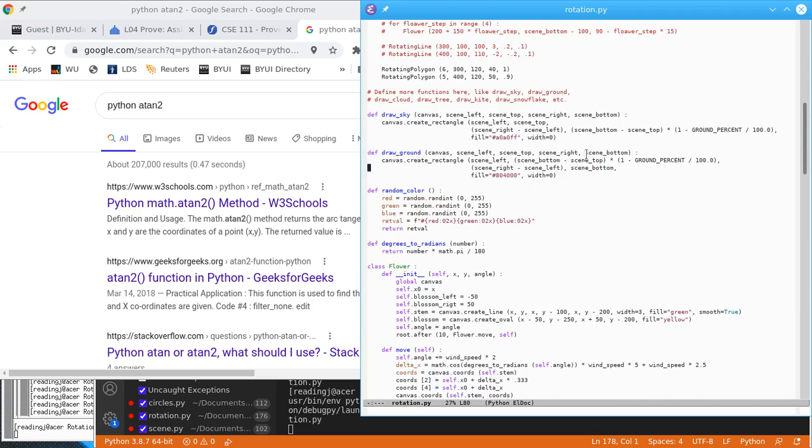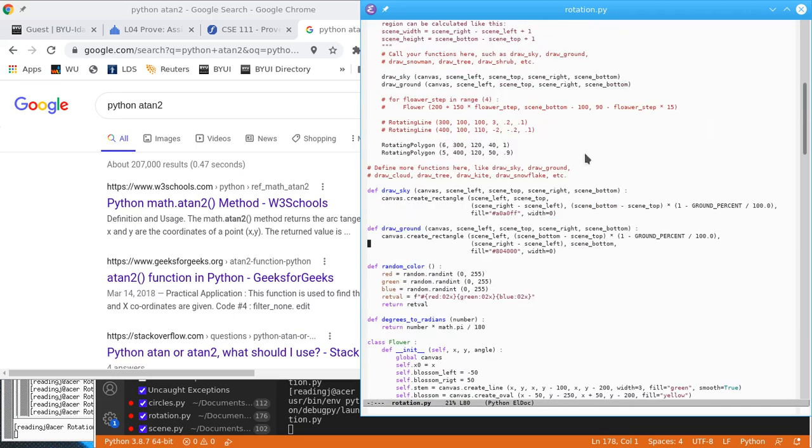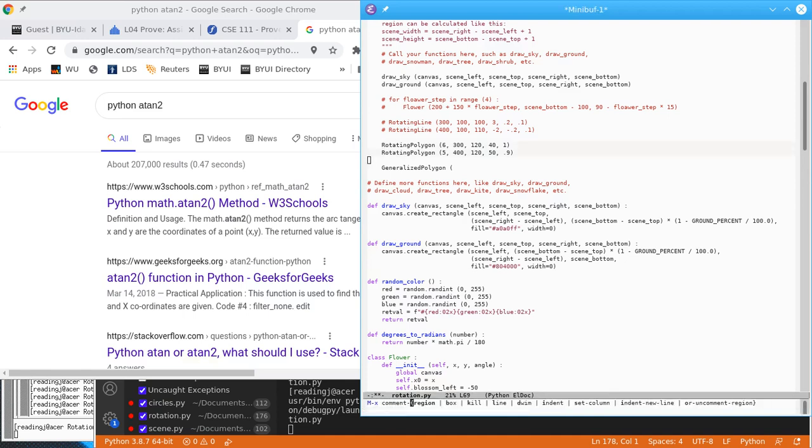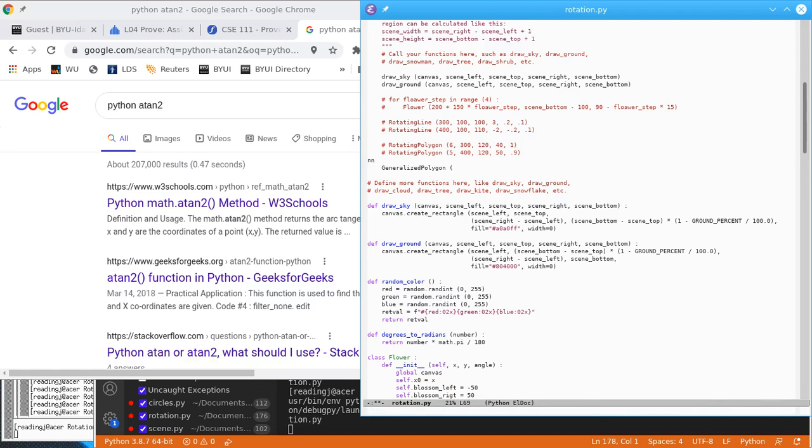And so let's do a generalized polygon. And it's going to take a rotation point. So I'm going to comment these out so they don't interfere. Okay. So there's a point that it's going to rotate around, all right? And we'll make that 300, 150.